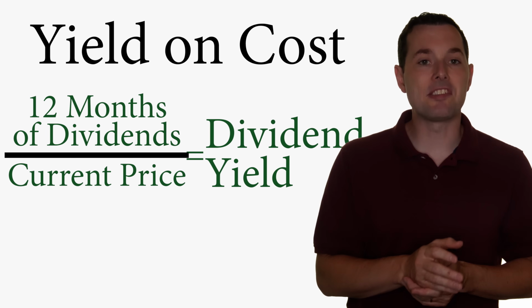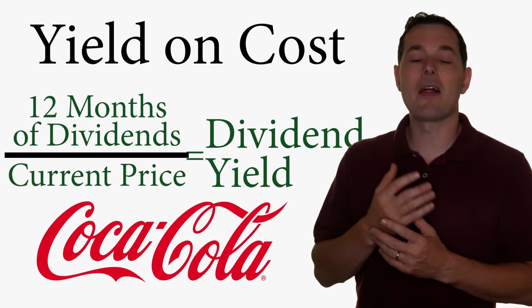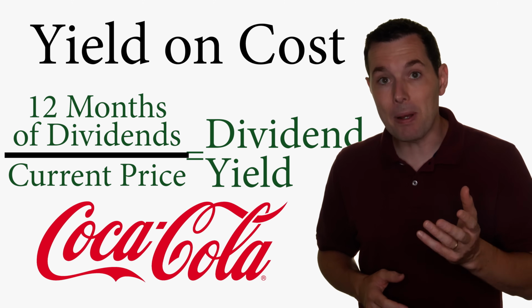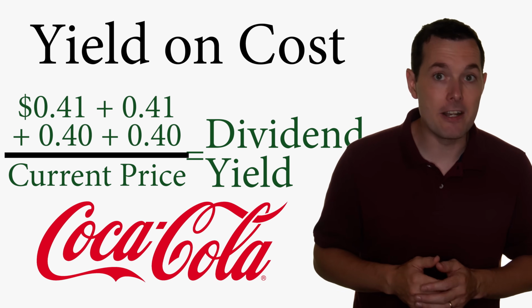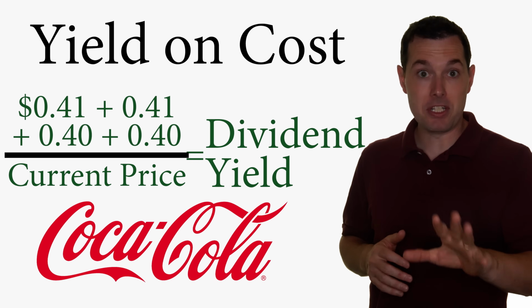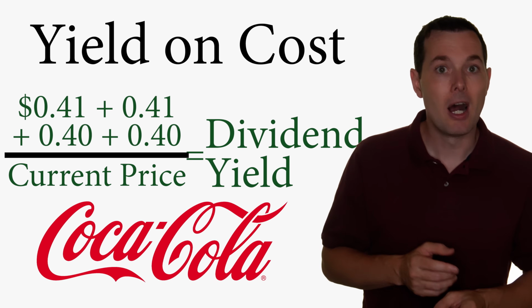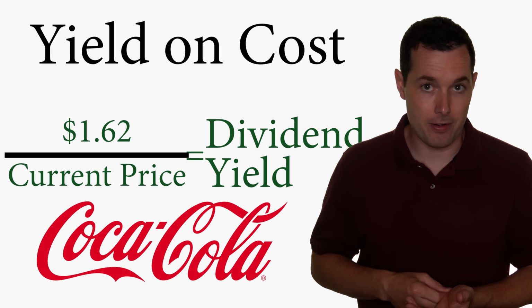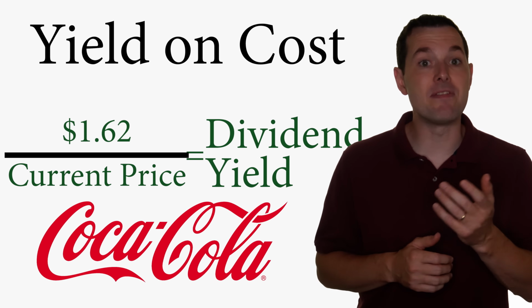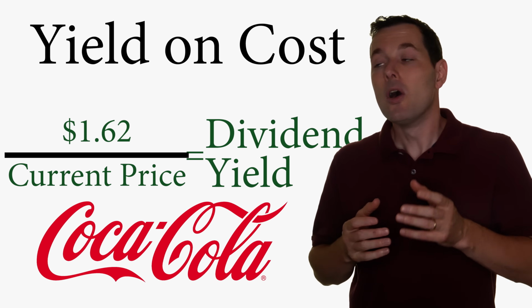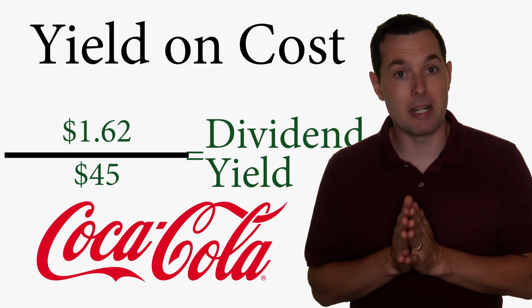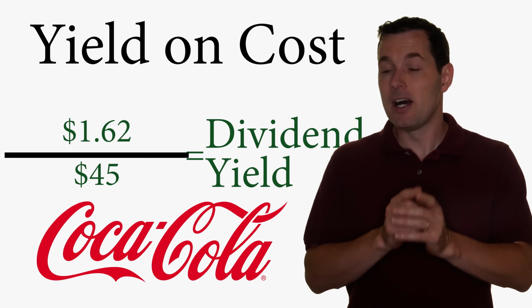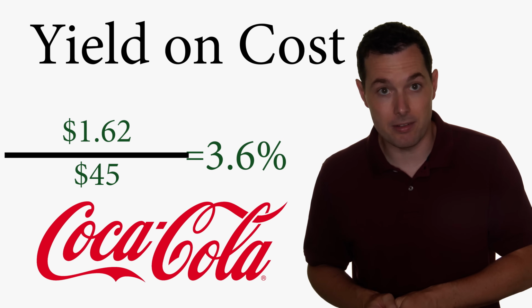So let's look at a quick example like Coca-Cola so we can see how this works in action. Over the past 4 quarters, Coke has paid four different dividends. They total up to $1.62 per share. So we take that $1.62 and we divide that by the current price, which is about $45 per share right now. And that gives us a dividend yield of about 3.6%.